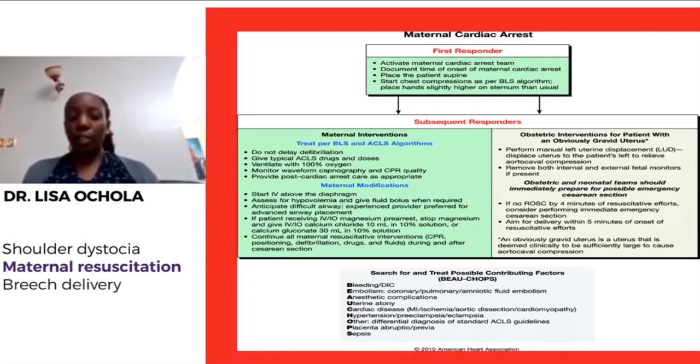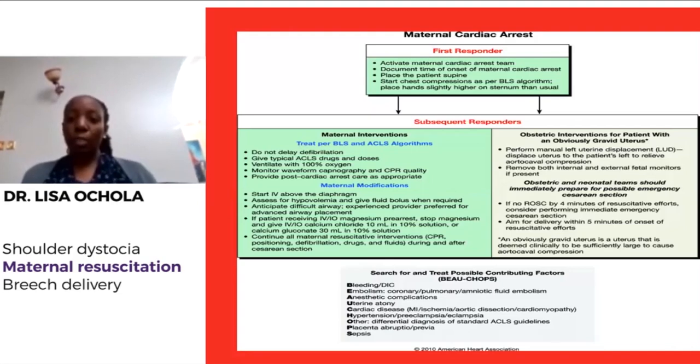Always anticipate a difficult airway, because there will be laryngeal edema, especially towards the end of the pregnancy. So it's always important to be aware, and if possible, have an experienced provider who can do the advanced airway placement. If this is a patient who had preeclampsia or eclampsia before and was getting IV magnesium, think about magnesium toxicity in such a case. Stop the magnesium immediately, and then give calcium chloride or calcium gluconate. And then you just continue all other resuscitative interventions.